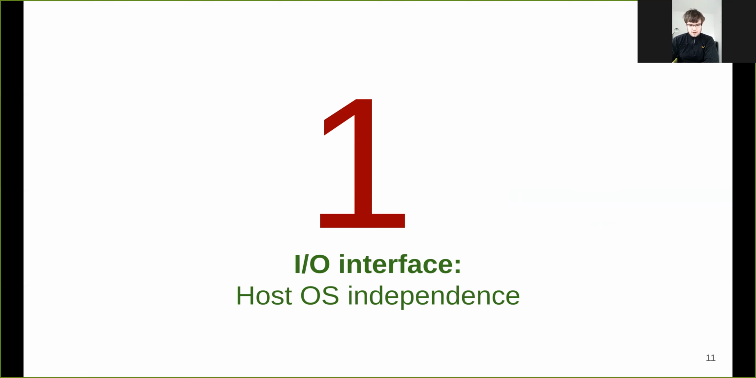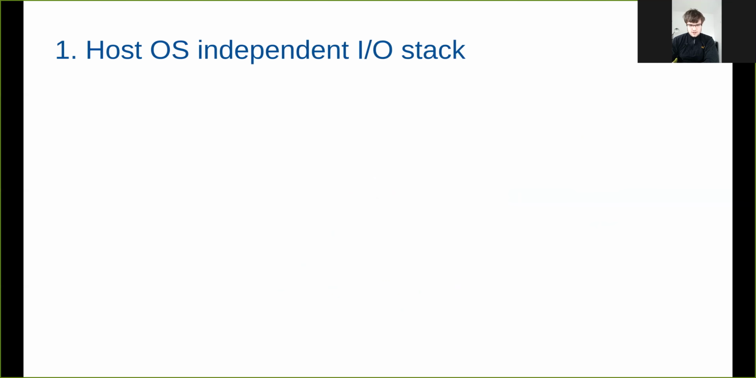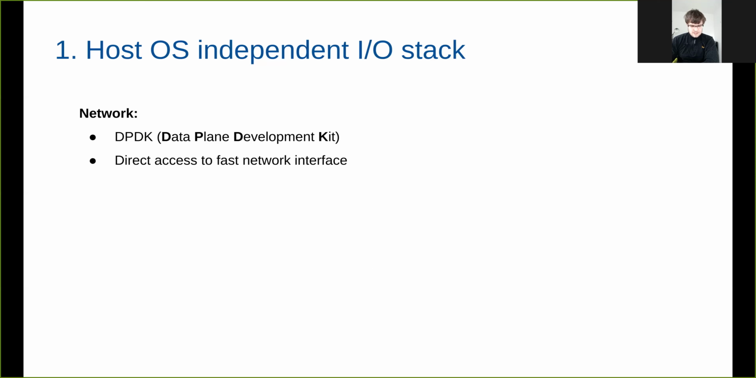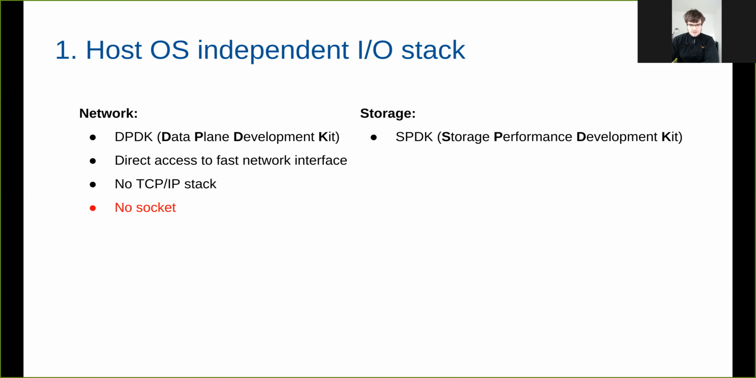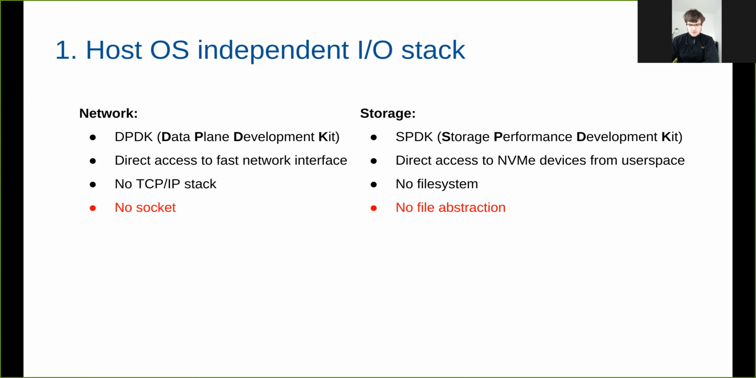So in order to become independent from the host OS, we use the following stack. For network, we have DPDK. This allows us direct access to the network hardware. But there's a downside: there's no TCP/IP stack in DPDK, and therefore also no socket interface. For the storage side, we use SPDK, which is a way of accessing NVMe drives, so block devices, directly from user space. But here too, there's no file system support and also no file abstraction.